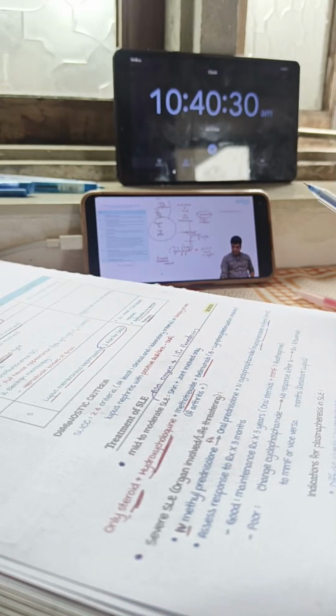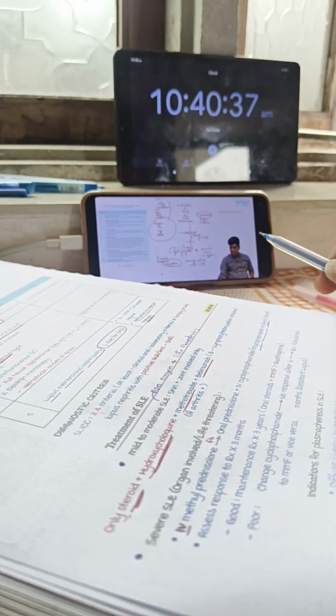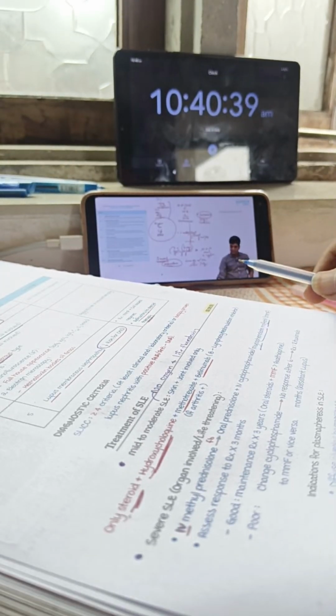Suppose it is working at the end of 3 months, then you go to maintenance. Maintenance means you give low dose oral steroid with MMF or AZA. MMF is preferred over azathioprine, though MMF is a little costly. And you have to give maintenance for a minimum period of 3 years.